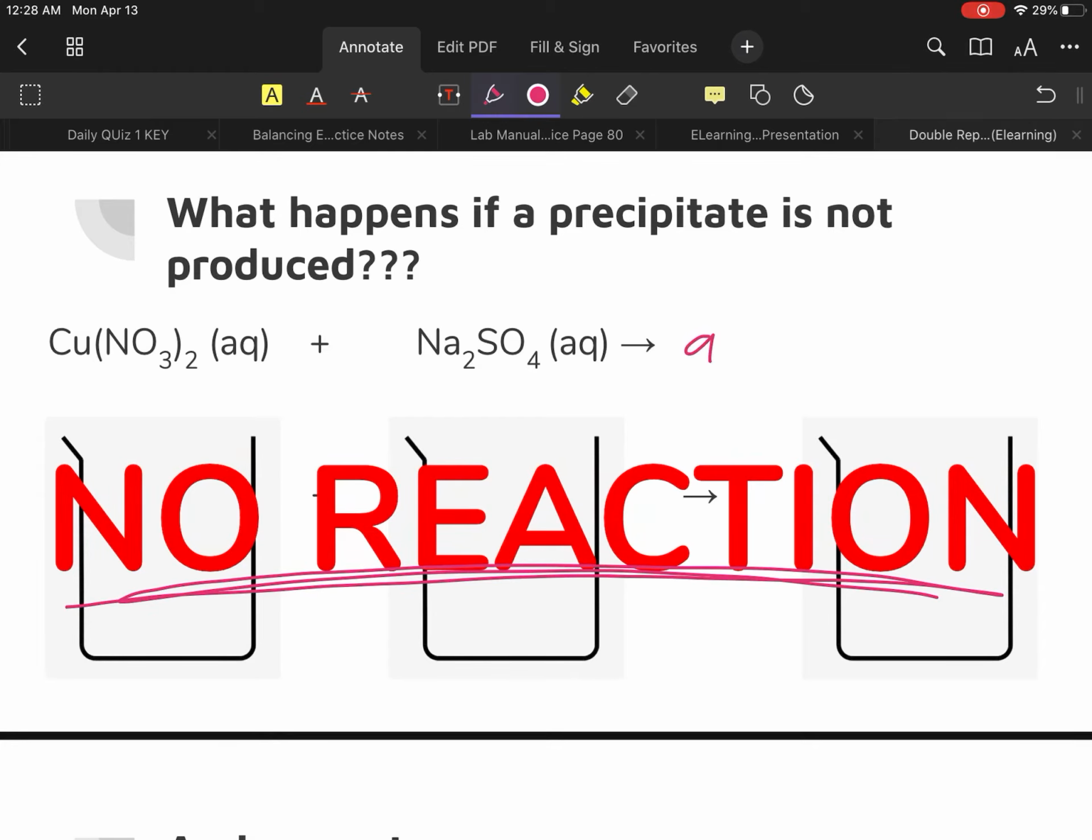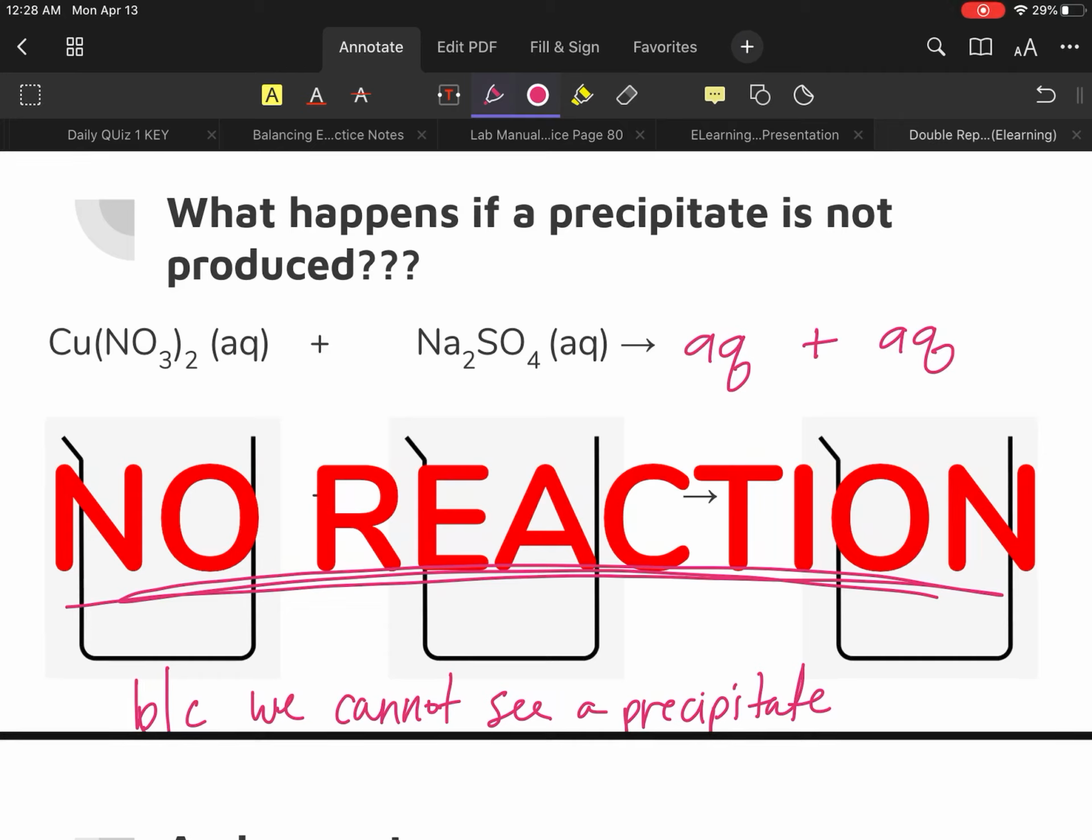Okay, so anytime you end up with an aqueous plus an aqueous, it's actually no reaction because we cannot see a precipitate. Okay, so our answer is always going to be no reaction anytime we have an aqueous plus an aqueous solution, just simply because we cannot see any kind of precipitate form. So there's actually no chemical reaction occurring. Those solutions are just staying dissolved and they're just mixing up. They're not actually reacting together.